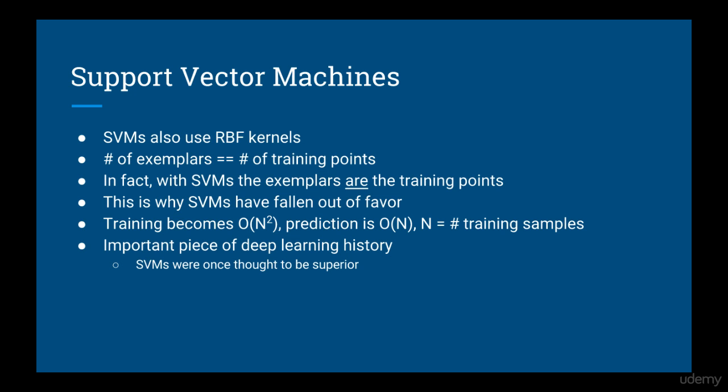In support vector machines, or SVMs, the number of exemplars is equal to the number of training points, and in fact, they are just the training points themselves. This is one of the reasons why SVMs have fallen out of favor. They don't scale to the data sizes that we have today. Because each training sample becomes an exemplar, training an SVM is O of n squared, and prediction is O of n, where n is the training sample size. This is an important piece of deep learning history, because SVMs were once thought to be superior to neural networks.